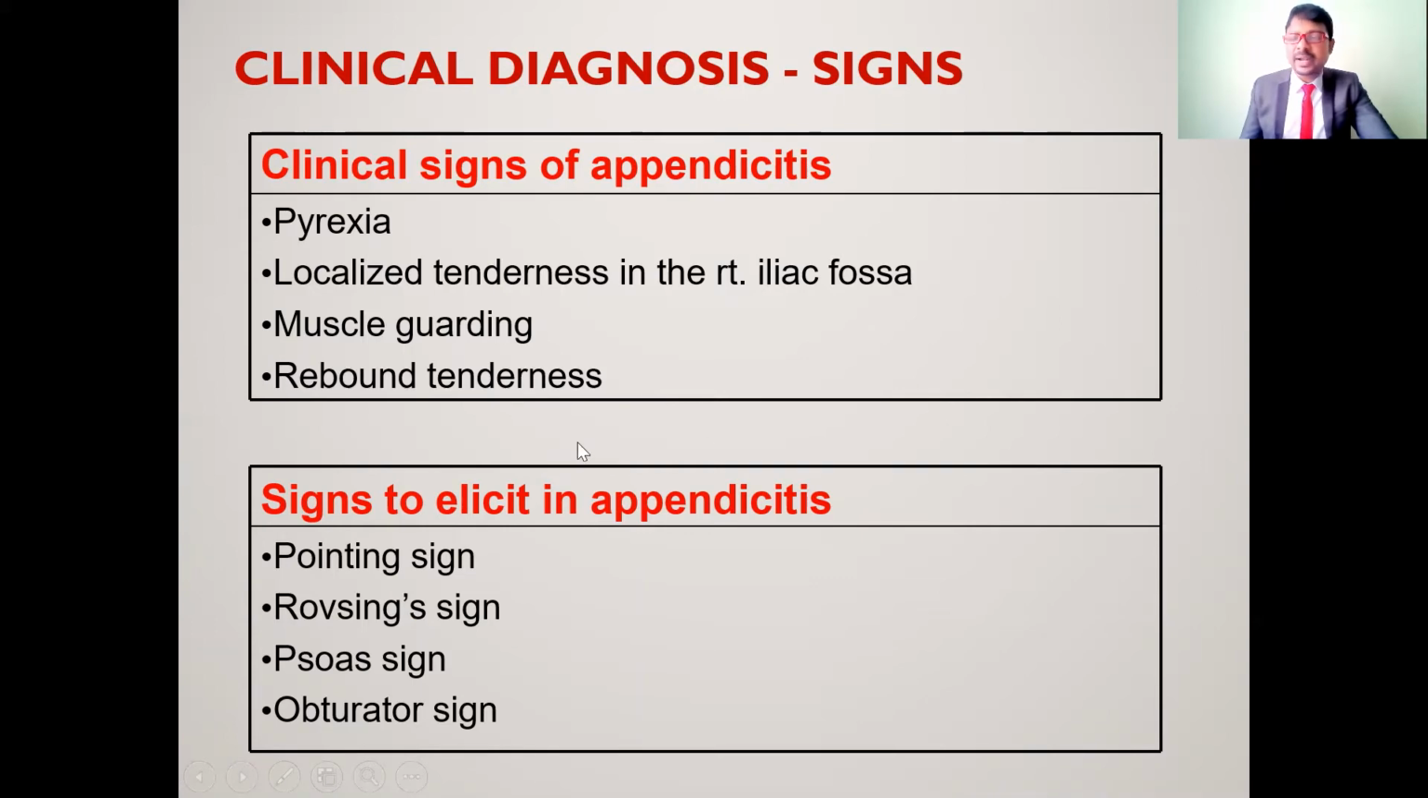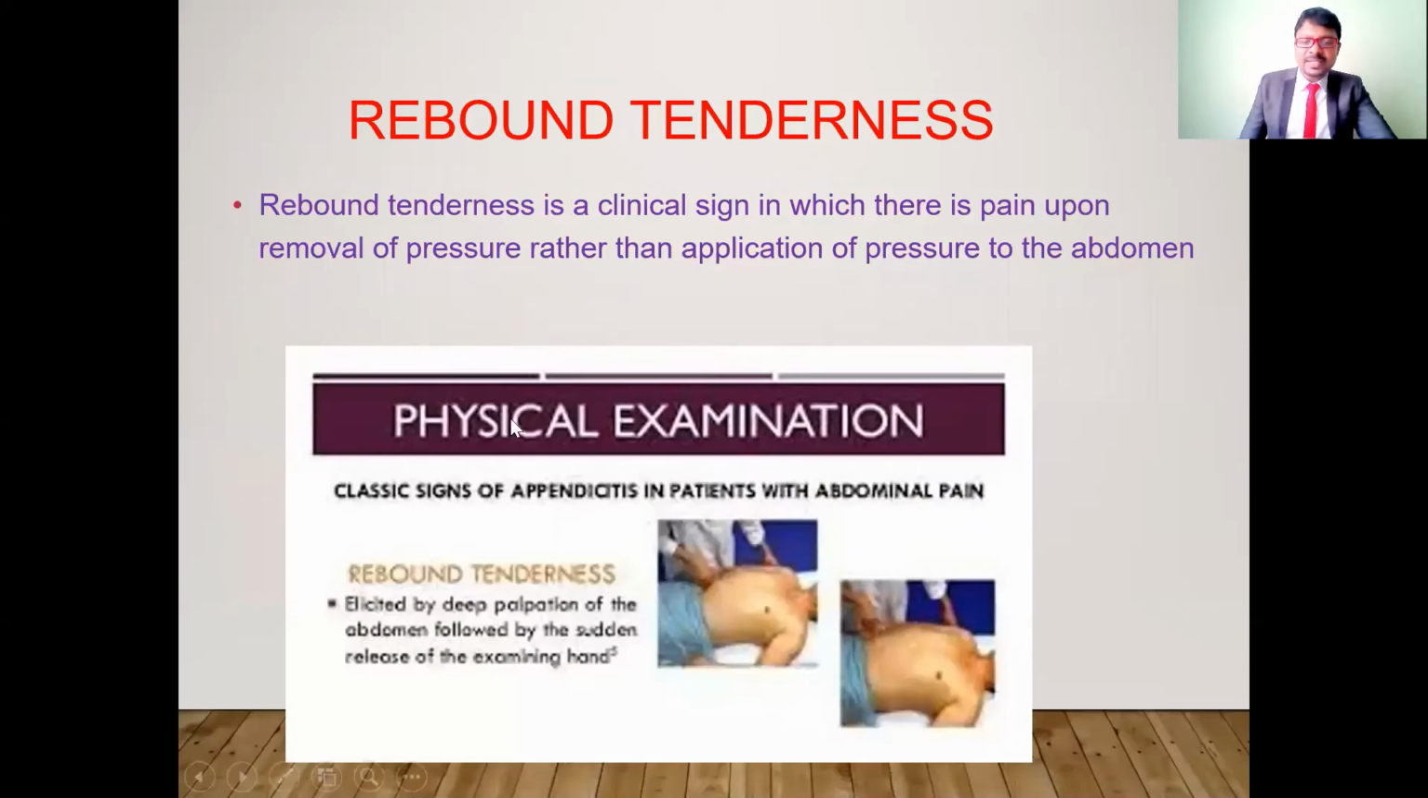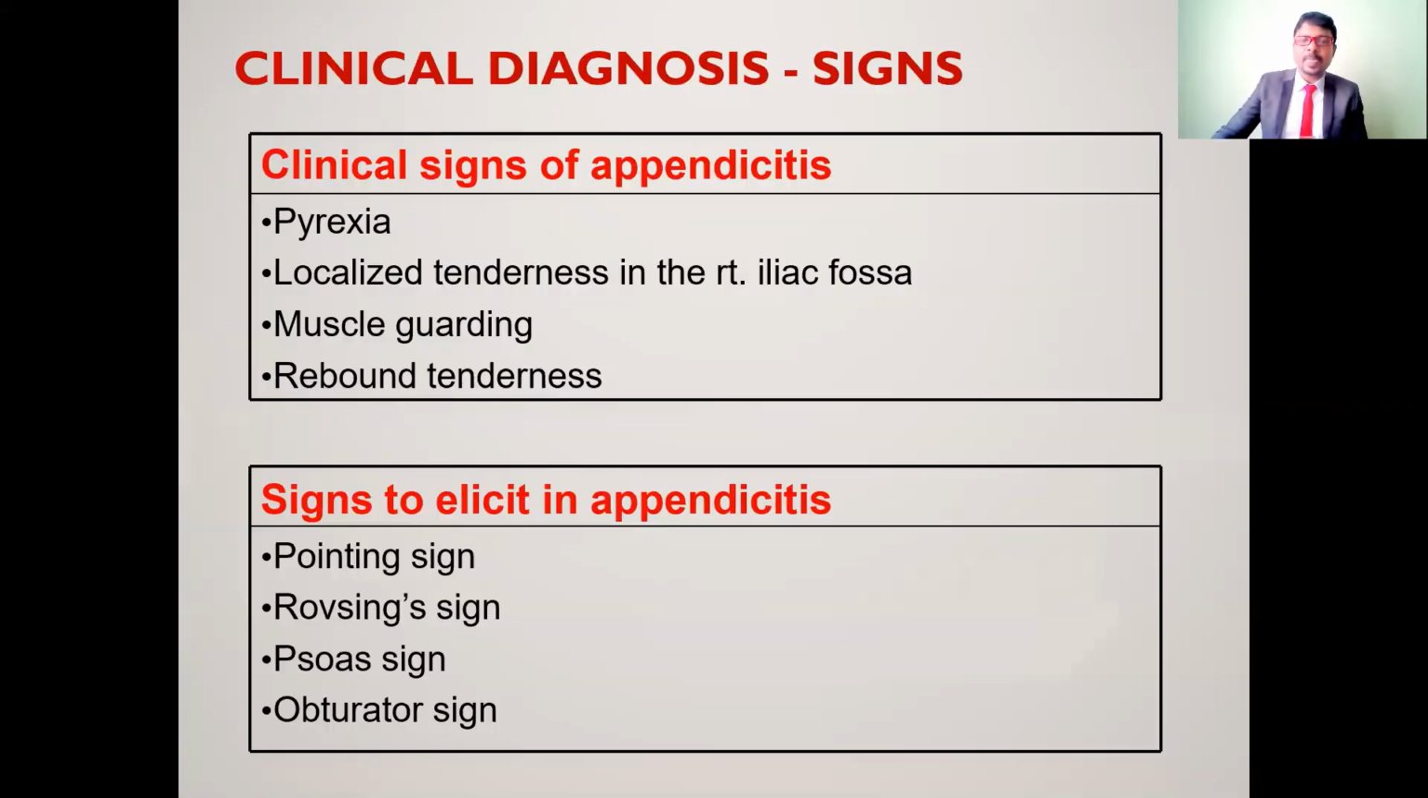And also rebound tenderness. Rebound tenderness means if you press on the abdomen and then suddenly take the pressure off, it gives more pain in the abdominal region. This is a common sign of appendicitis. These symptoms we find during the physical examination in appendicitis. In the physical examination, we are going to find the pointing signs and also Rovsing sign, psoas sign and obturator sign.